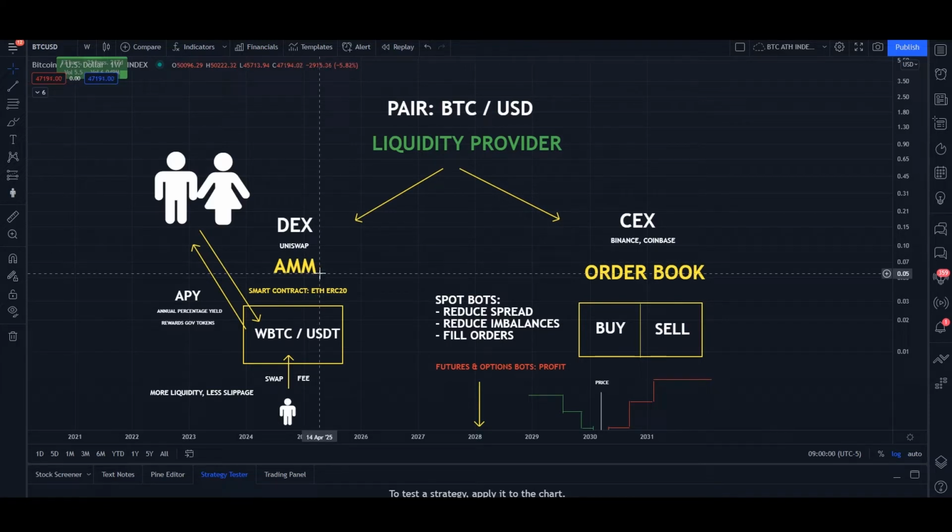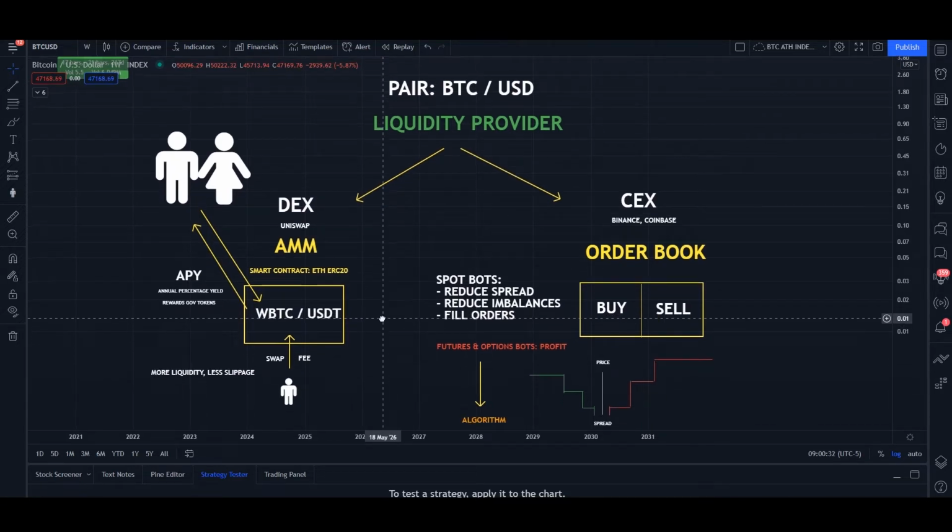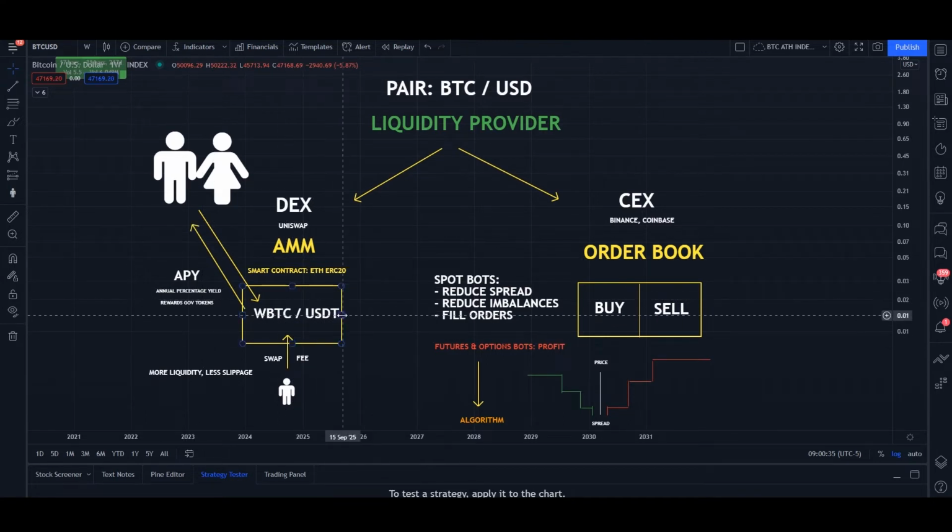That's an automated market making concept, which runs a smart contract, for example, on Ethereum using ERC20 tokens, which are Ethereum-based blockchain tokens. And in this case, if we want to use Bitcoin, we need to wrap Bitcoin to make it into wrapped Bitcoin, which is an ERC20 token. And we use USDT. USDT can also be on Ethereum or it can be on other blockchains, right?